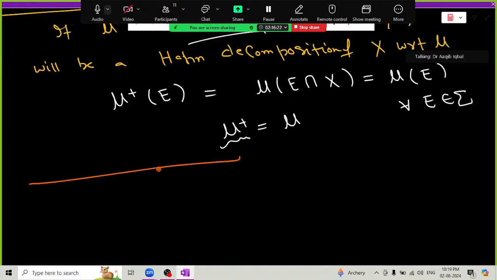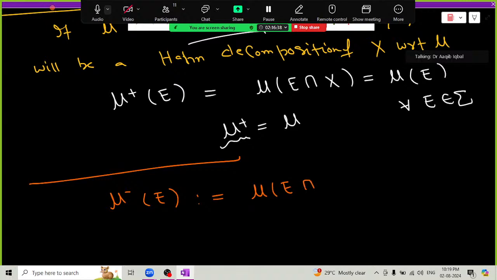What about the negative variation? Negative variation is mu minus. और वो कैसे कंप्यूट होगी, उसके लिए आपको सेकंड कंपोनेंट इस्तेमाल करना है हार्न डिकम्पोजिशन का. So it will be defined as mu minus of E. It will be defined as mu of E intersected with the second component.